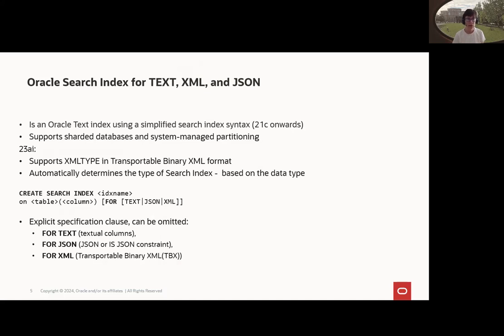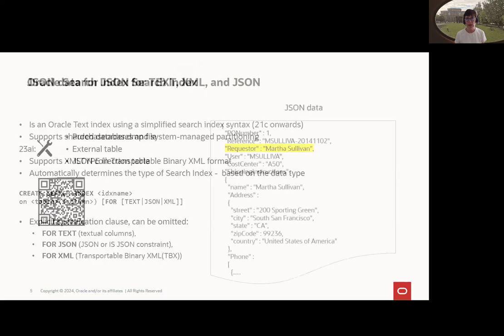Interesting is that if you use Oracle Search Index, you don't need to take care of the data type stored underneath. Oracle is recognizing this, meaning you don't need to specify it for text, for JSON, for XML. If there is a JSON data type, it knows it needs a JSON search index, or if there is XML in transportable binary XML format, then it knows it should be for XML, the query.